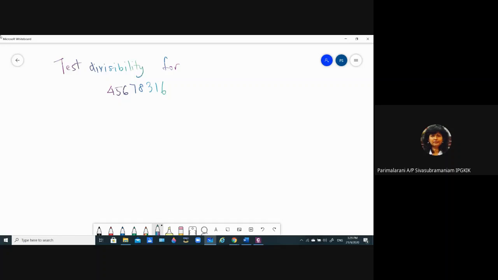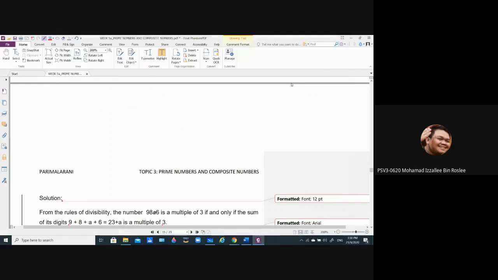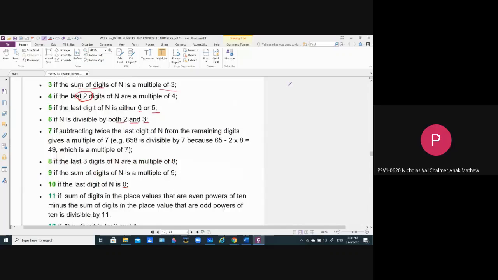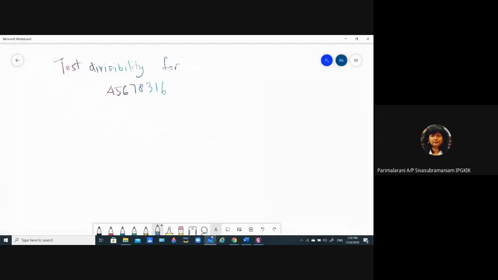How do we do the rule for 7? Take the last digit times 2, then subtract it from the remaining digits. So can it divide by 7 or not? How do we do 7? 6 times 2. Do we add or do we minus? We minus.